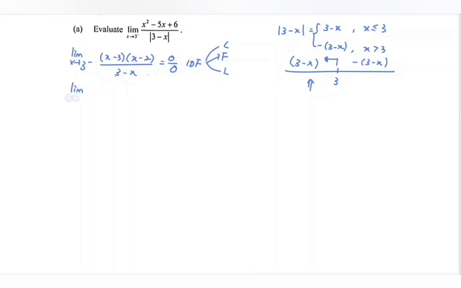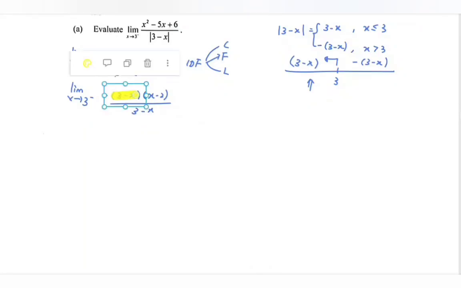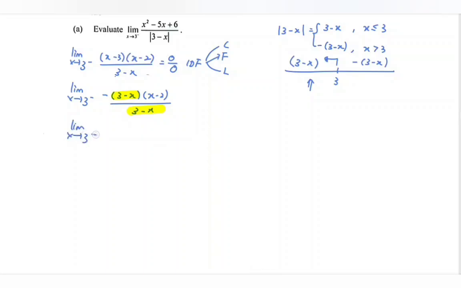So limit when x approaching 3 from the left, kindly factor out the negative. So here we have 3 minus x, and then x minus 2 over 3 minus x. Notice that we have the common terms over here. So we can simplify. Rewrite the situation limit when x approaching 3 from the left, we have the negative bracket x minus 2. Kindly substitute the 3, then we will have the situation which is equals to negative 1. Or we can say approaching the negative 1 when x approaching 3 from the left for the function f(x).